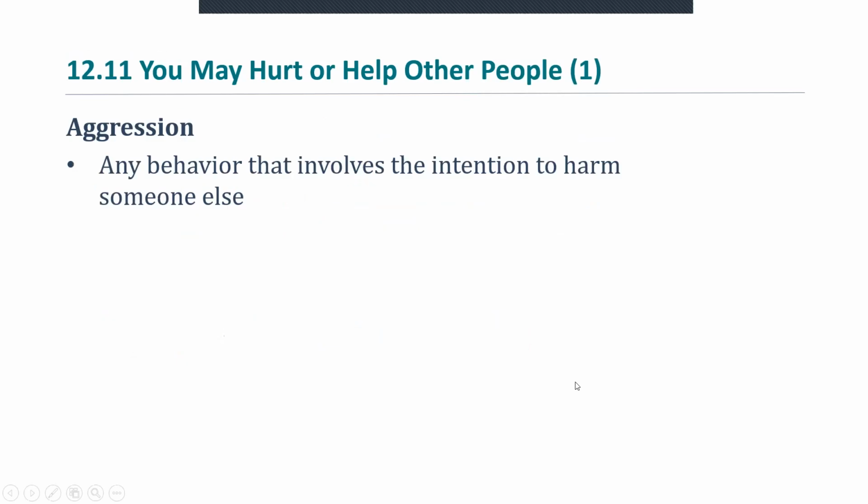Okay, let's look at aggression. It's any behavior that involves the intention to harm someone. So obviously, it's not considered aggression if you accidentally hurt somebody else. It's not enough just that you harm somebody. It has to be intentional to be considered aggression. And similarly, even if you don't hurt somebody, it's the intention that matters. So if I throw a punch at somebody and I miss, I'm still obviously aggressive. So if you intend to harm somebody, it's considered aggression.